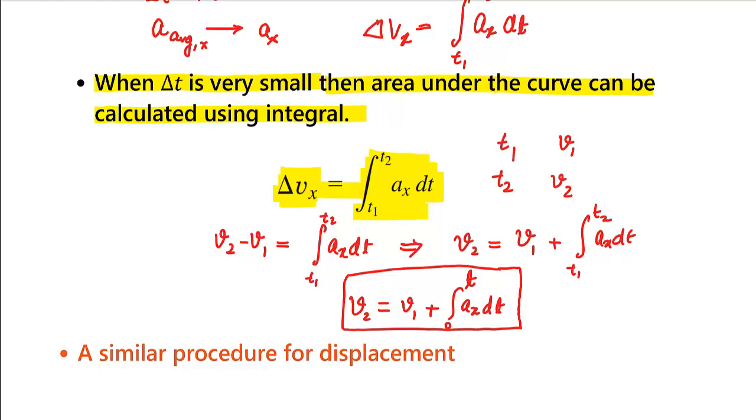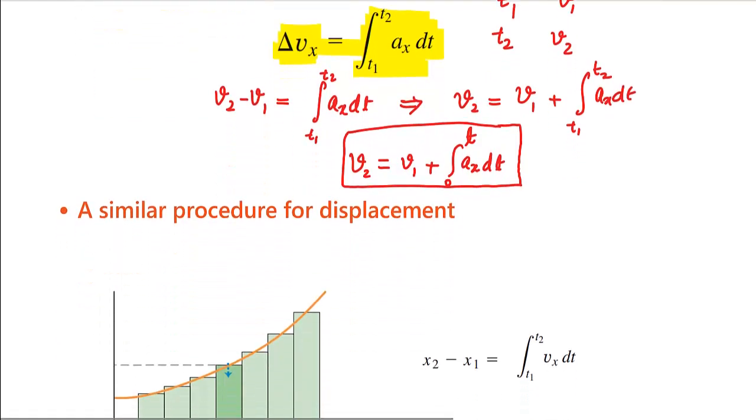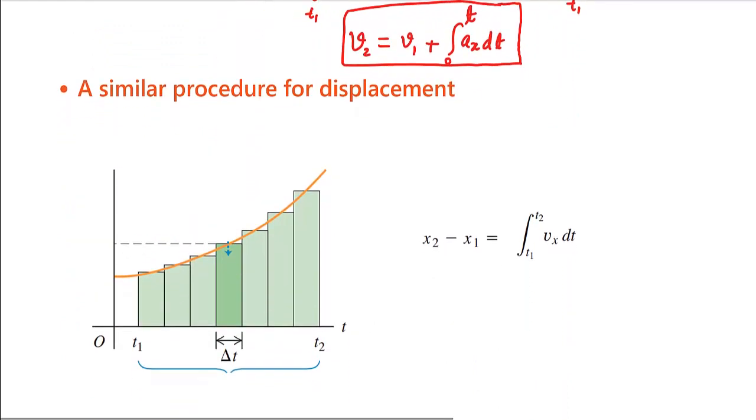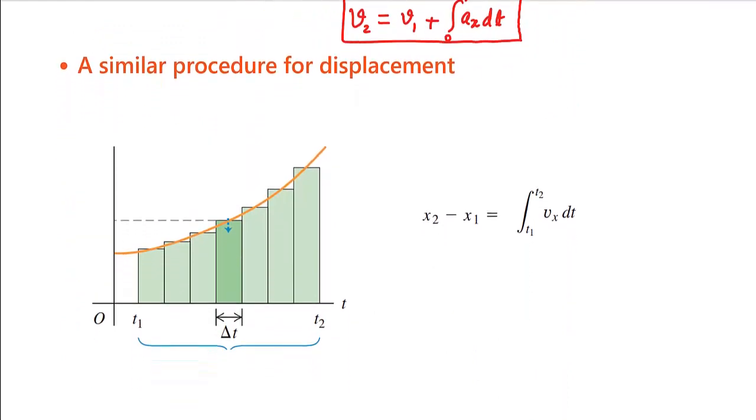So this was the procedure that we can follow to calculate the velocity. If instantaneous acceleration as a function of time is given, then I can integrate and I can get the velocity. Now the next question comes: how do we calculate displacement?